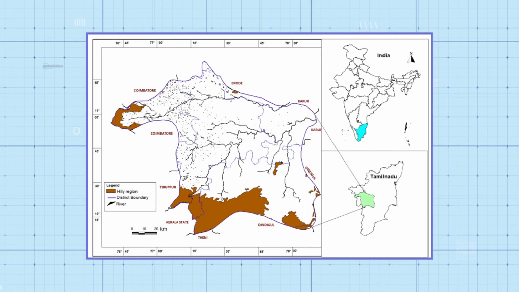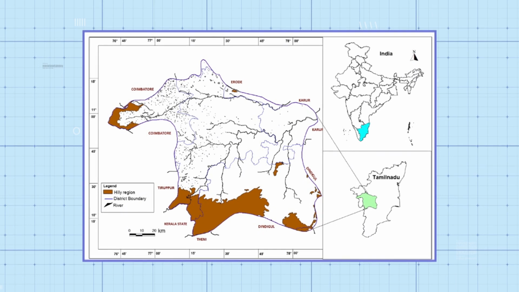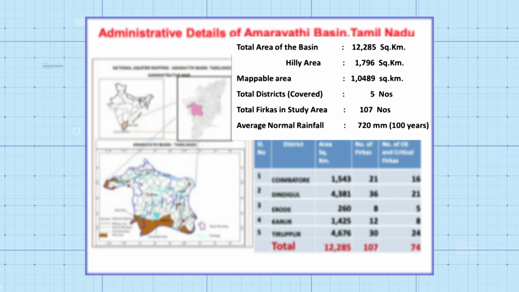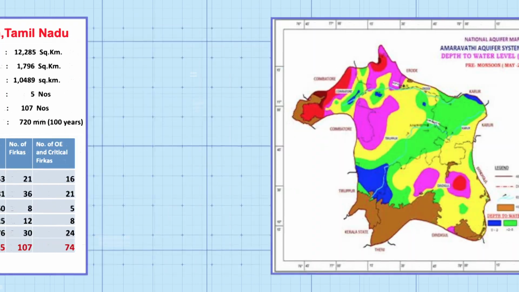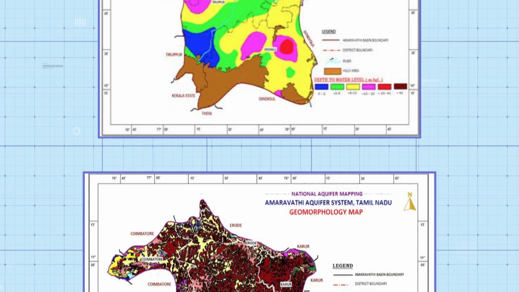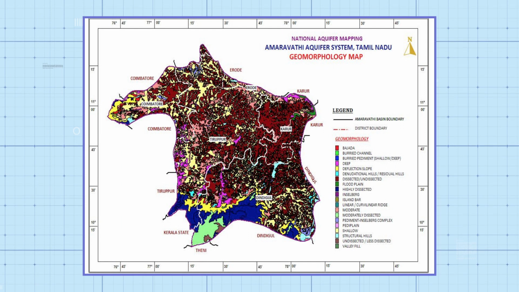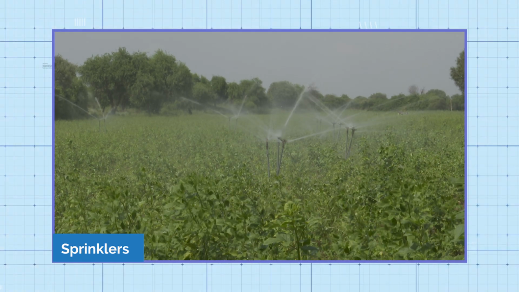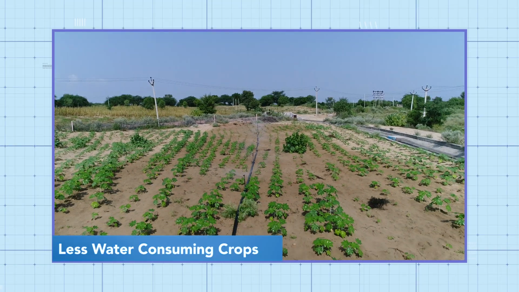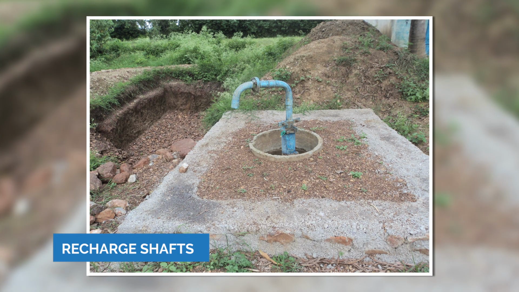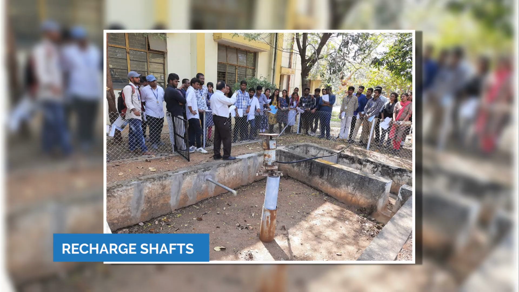As a part of the NAQUIM studies, based on aquifer configurations, their properties and other factors, a management plan was prepared which included recommendations for various demand-side interventions like use of water-efficient irrigation techniques, cultivation of less water-consuming crops, and supply-side management interventions like construction of artificial recharge structures.